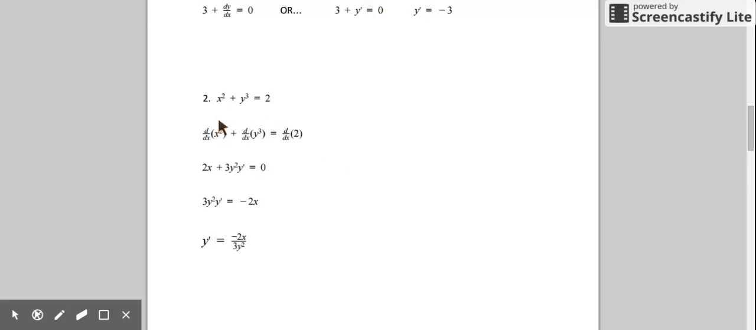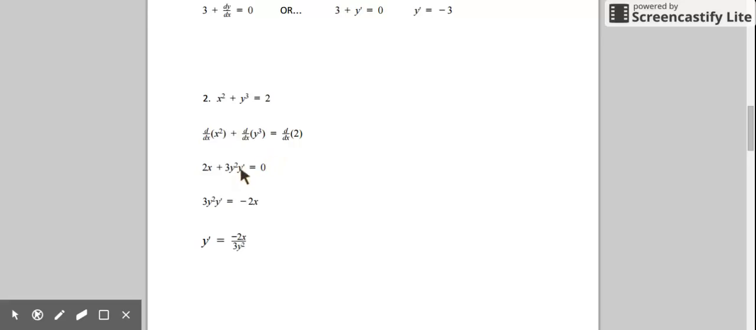So let's use that on this next example. To derive x squared plus y cubed equals 2, I'm going to derive each term individually with respect to x. So the derivative of x squared with respect to x is 2x. The derivative of y cubed with respect to x is 3y squared times the derivative of y. So the derivative of this is the normal rules with the derivative of that variable attached to the end. And the derivative of 2 is 0.